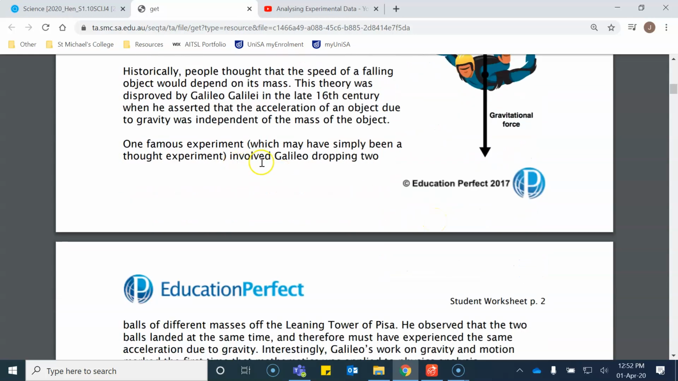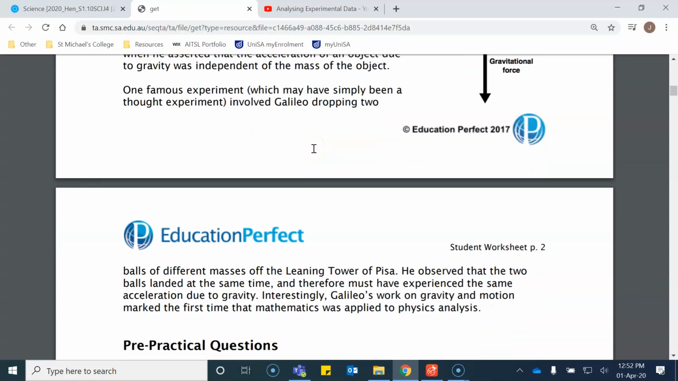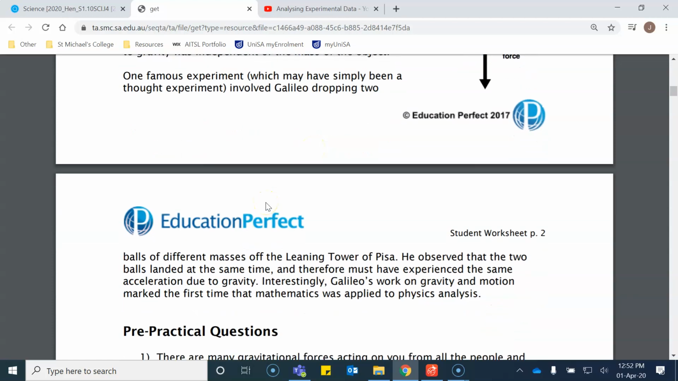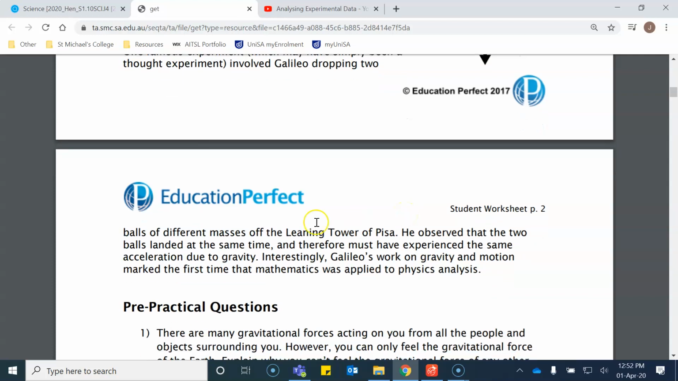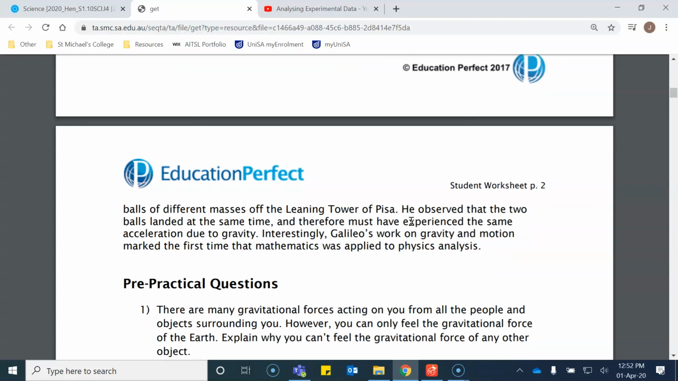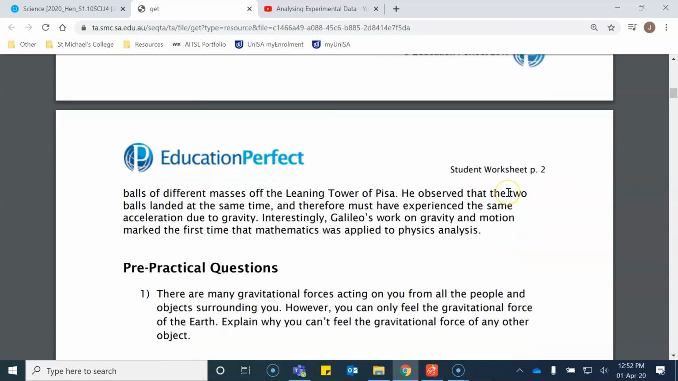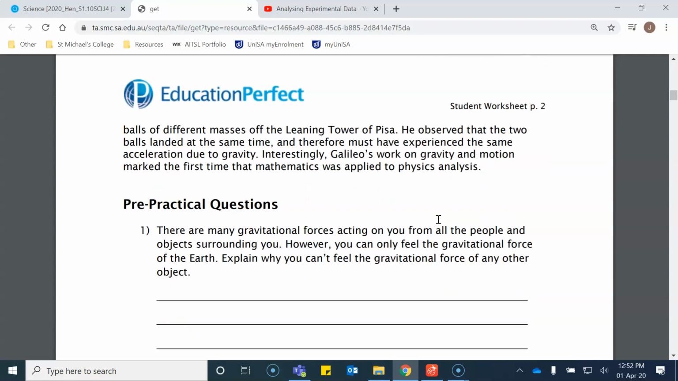One famous experiment involved Galileo dropping two balls of different masses off the Leaning Tower of Pisa. He observed that the two balls landed at the same time and therefore must have experienced the same acceleration due to gravity. Interestingly, Galileo's work on gravity and motion marked the first time that mathematics was applied to physics analysis.